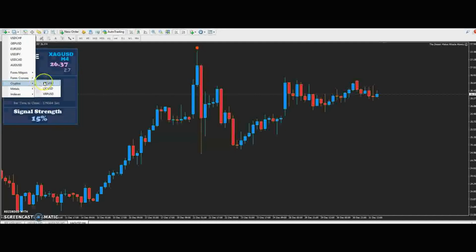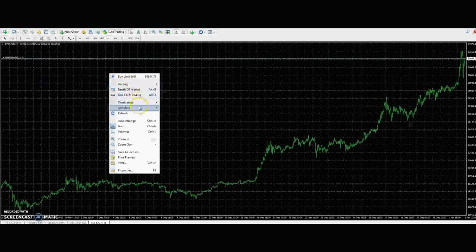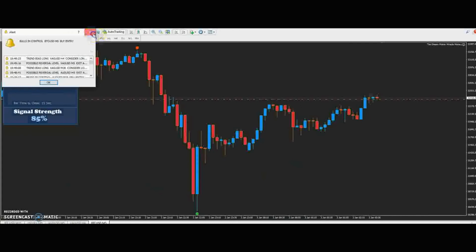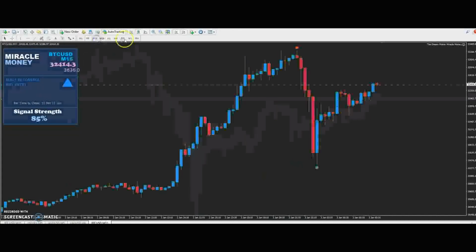I'm going to go back to crypto again. As you can see, we're in a buy on the hour, still bullish. Okay, cool. Y'all see how that basically works? Like I said, it makes it simple for the average person.